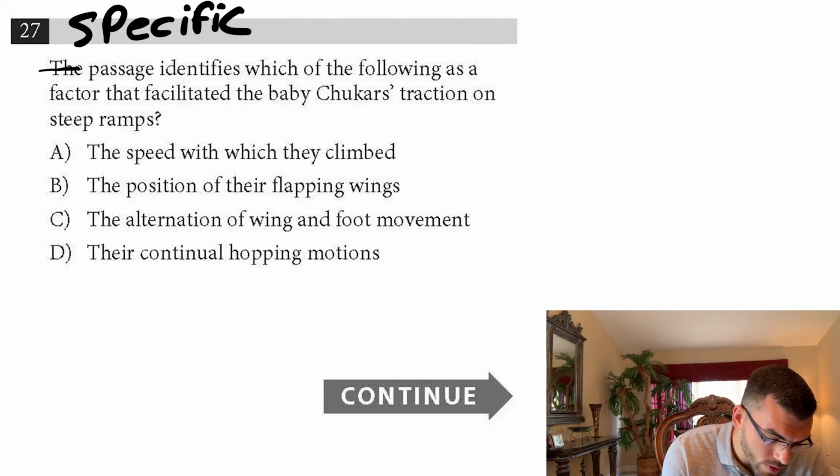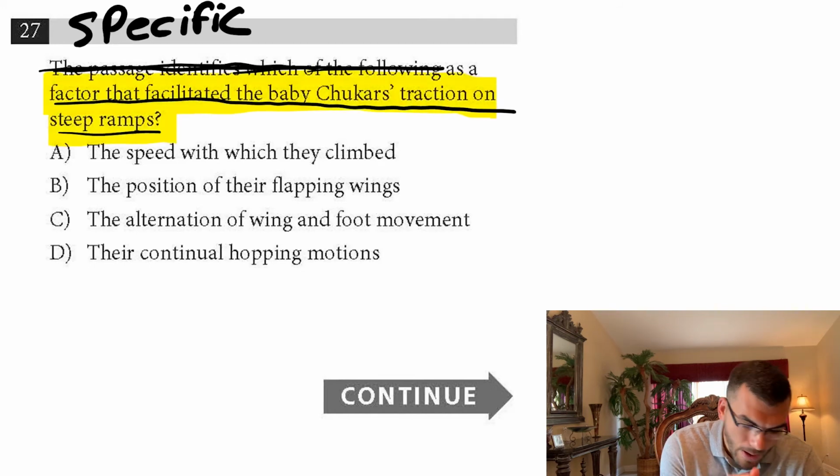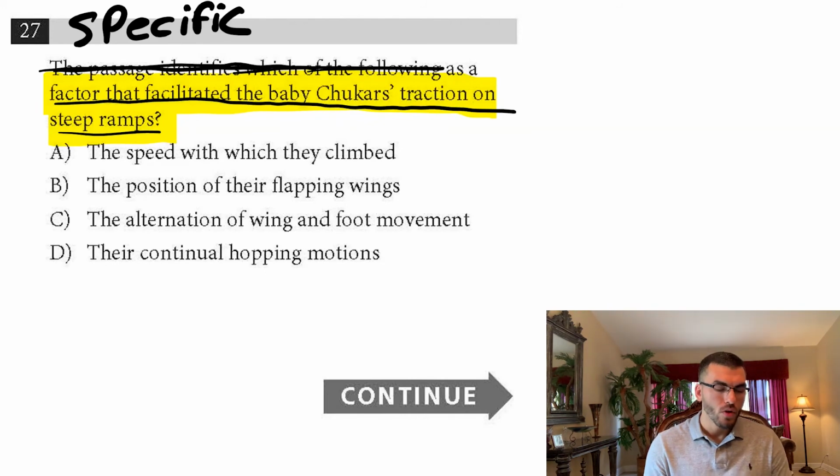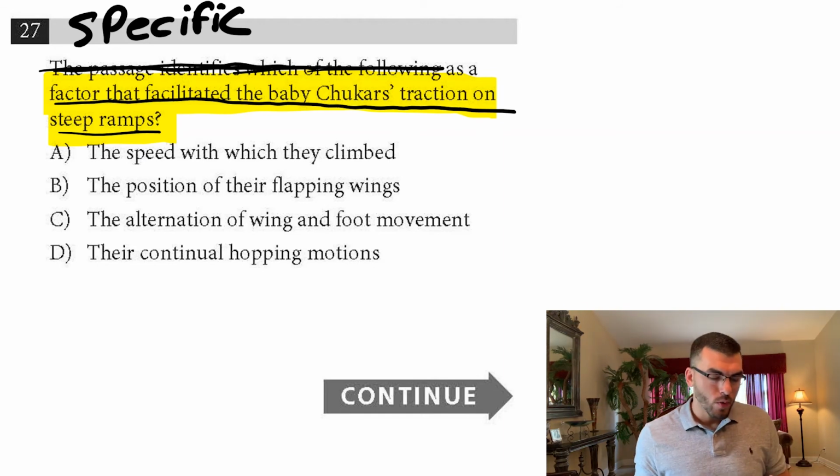The passage identifies, of course the passage identifies. We know we're referring to the passage. Which of the following? I don't need to know that. A factor that facilitated the bird's traction on steep ramps. That's the key part of the question. What facilitated the baby Chukar's traction on steep ramps? Baby Chukar, let me just say birds to make it easier in my mind. What facilitated the bird's traction on steep ramps? For those of you that don't know what traction is, it's like having grip. You know, if a car is driving and it's raining outside, it doesn't have very good traction on the road. The tires don't have traction on the road. So we've rephrased our question. What factor facilitated the bird's traction on steep ramps?